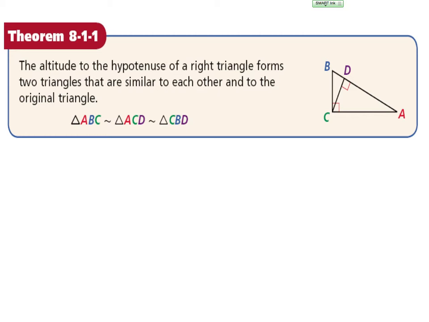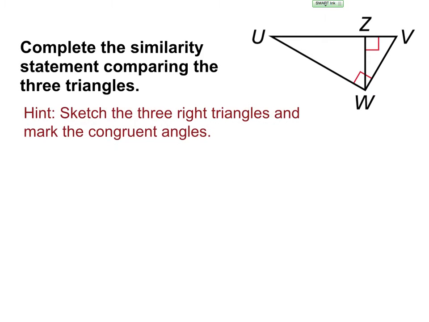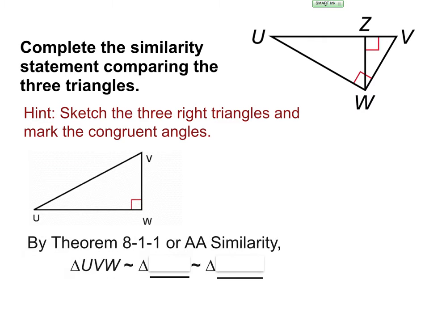All right, example? You ready? Okay, complete the similarity statement comparing the three triangles, and let's see, which way was I going to go? U, V, W is how I'm starting it. So what we just did, one more time. U, V, W. Can you get them matched up, right?